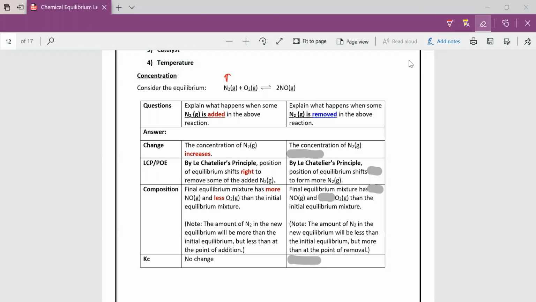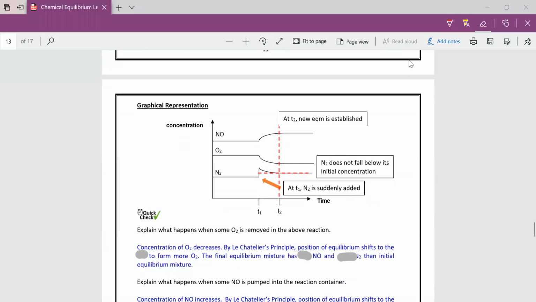So now instead of increasing, N2 decreases. Equilibrium is going to shift left to replace the decrease in N2, and the final equilibrium mixture has less of your products and more of your O2. So Kc again, there is no change. So this is the graphical representation.